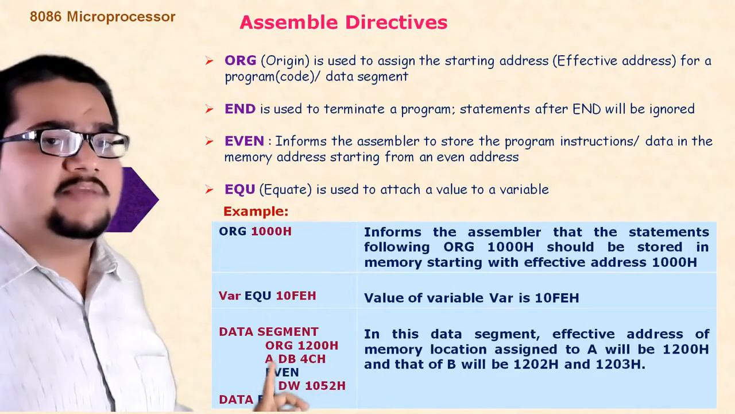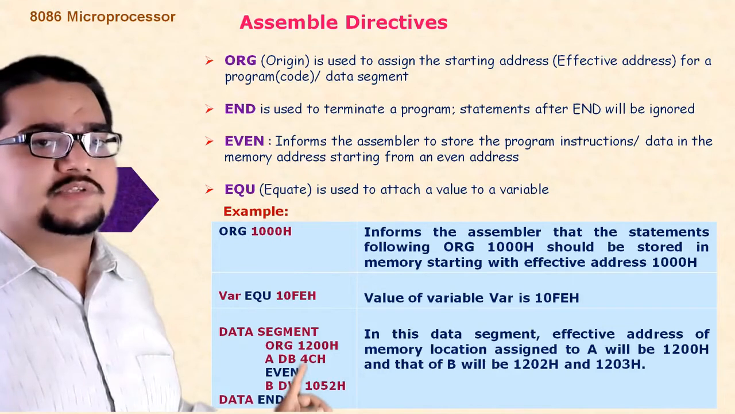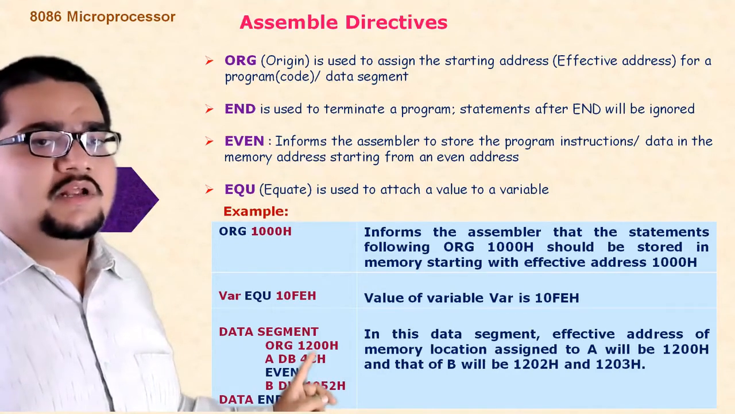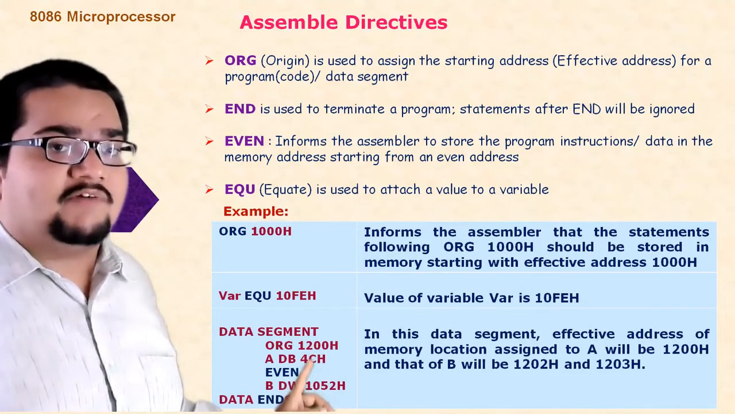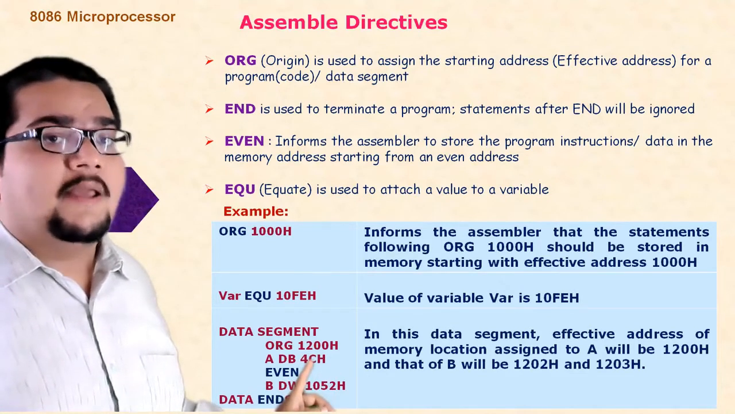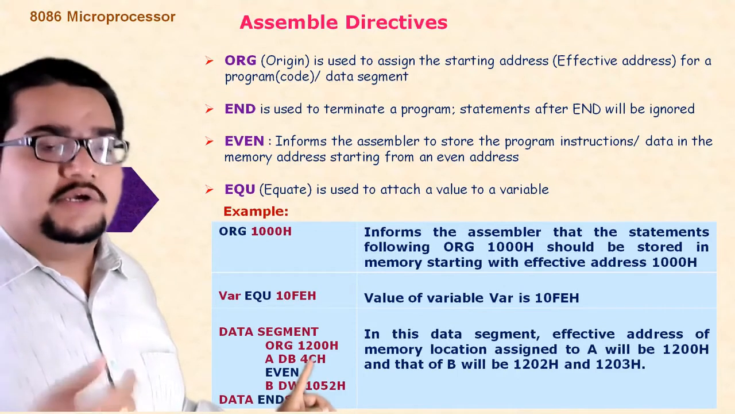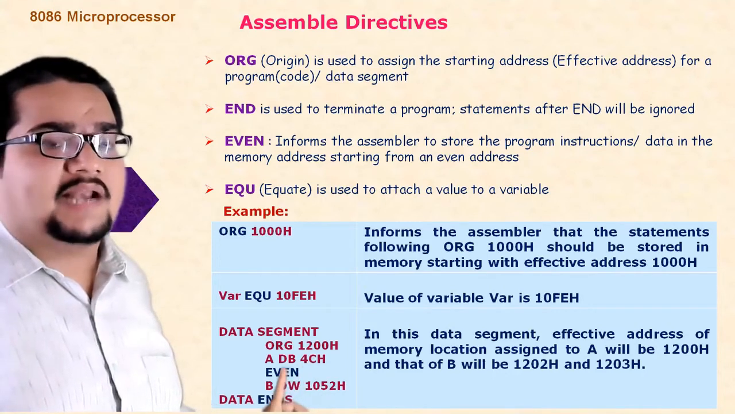So after that one, variable a is defined as a byte and the value is 4CH. So this data 4CH will be stored at the location 1200. After that, the 1201 location will be available for the next thing to be stored. But as that address is an odd address, I do not want to store a new piece of my data starting from the odd address. So that's why I write EVEN.